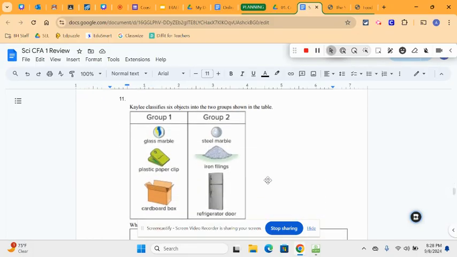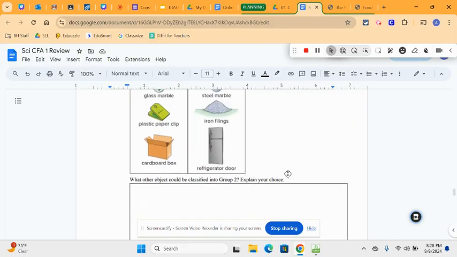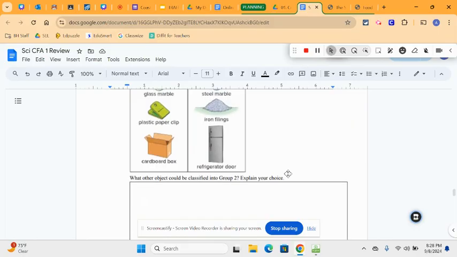Okay, number 11 is another classifying one. It says, Kaylee classifies 6 objects into the 2 groups shown in the table. So we have group 1 over here is a glass marble, a plastic paper clip, and a cardboard box. And then over here in group 2, we have a steel marble, iron filings, and a refrigerator door. And the question says, what other object could be classified into group 2? And then it also wants for you to explain your choice.